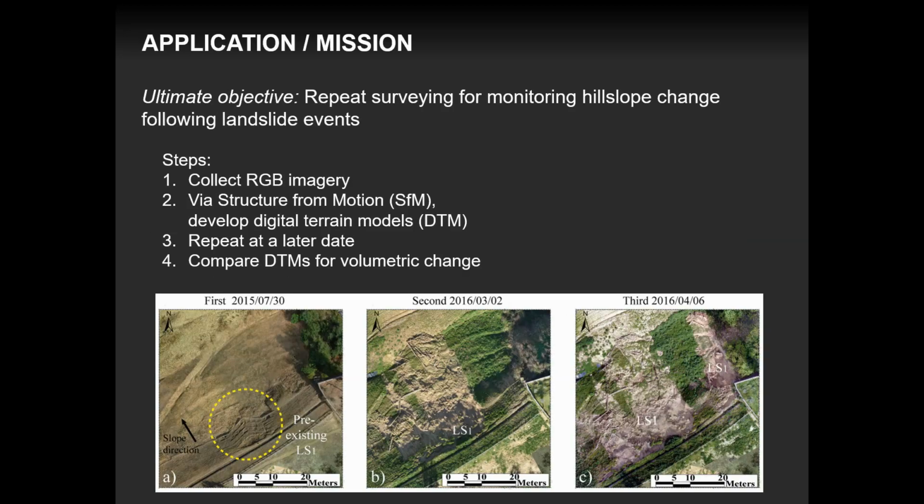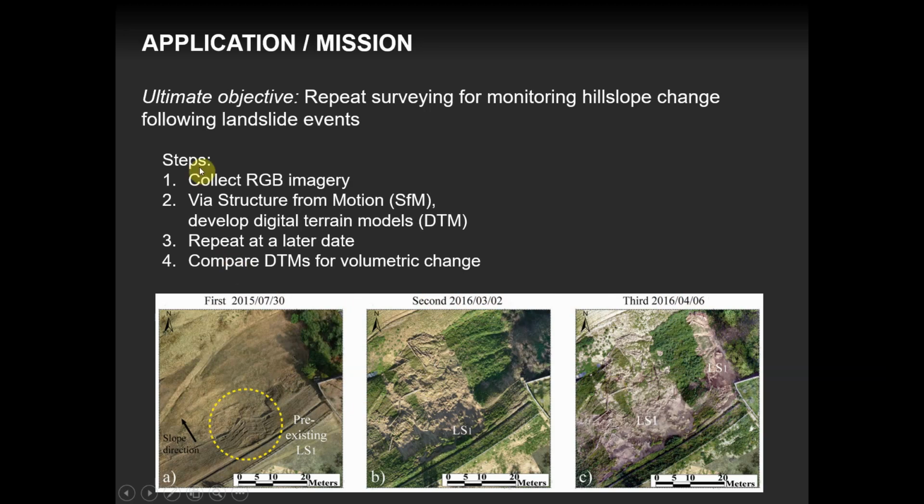So what's the application or the mission here? The ultimate objective, again, is just to repeat survey this hill slope that has failed. And we can just jump right into the image here at the bottom. This shows the 3 discrete sampling periods, the 3 times here in 2015, again in March of 2016, and then only a month later in April of 2016, they imaged this same hill slope.